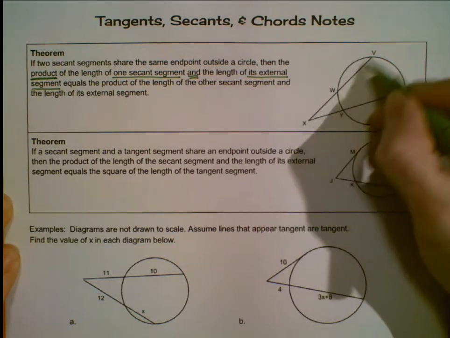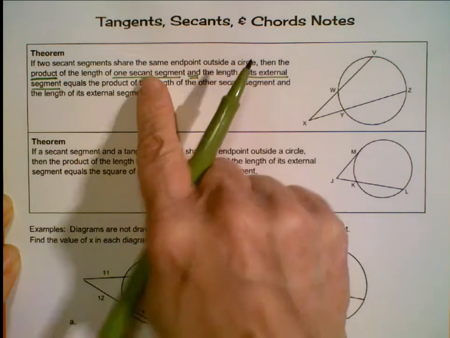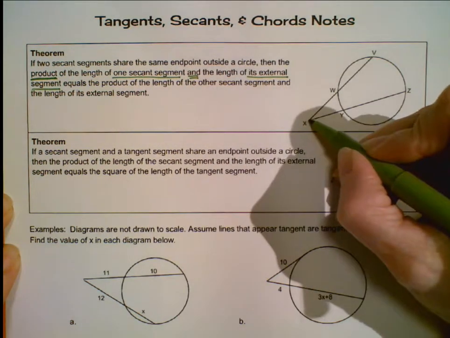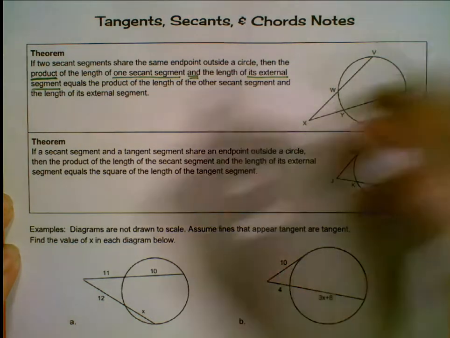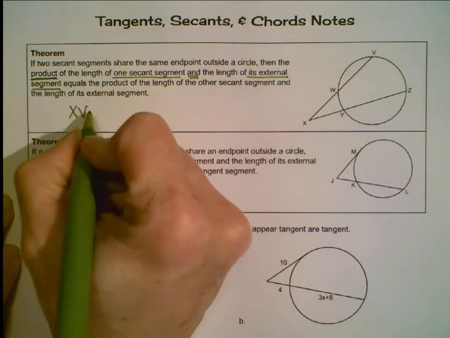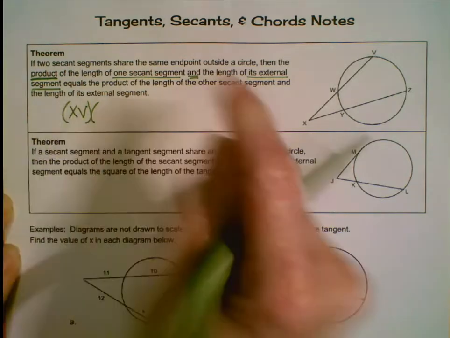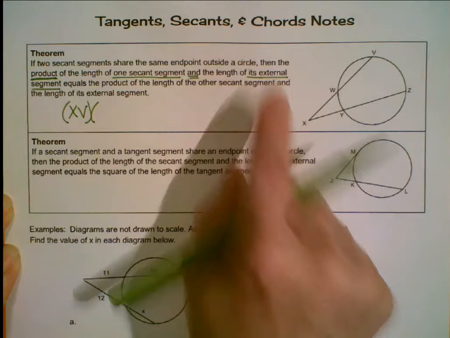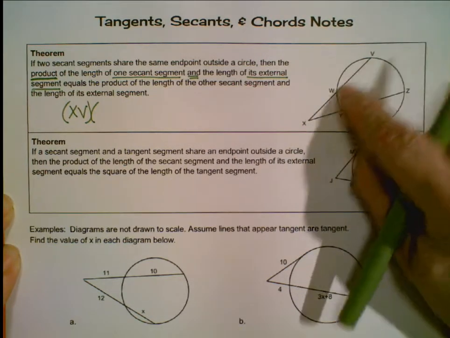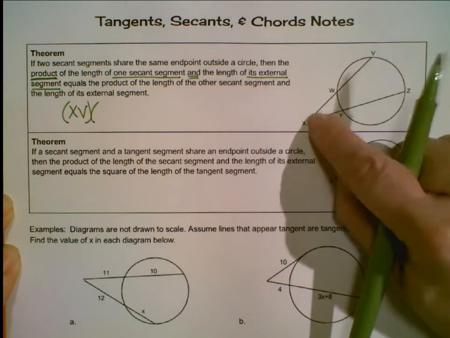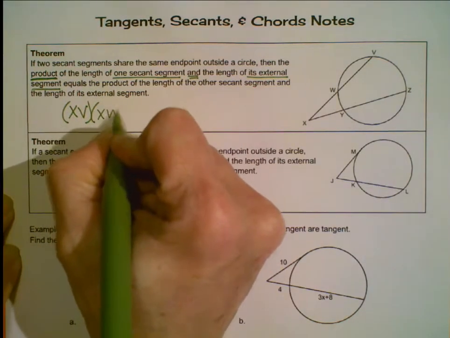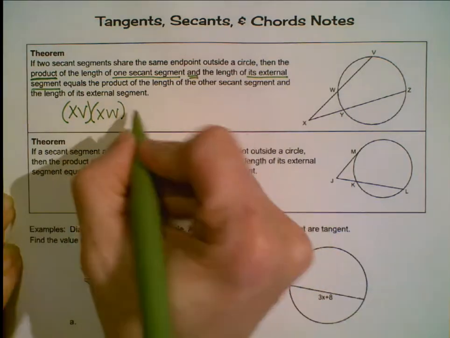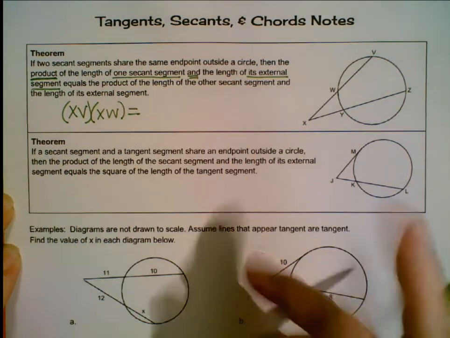I'm going to use this secant segment from X to V. So the secant segment times the external portion. So the secant segment is from X all the way to V. I need to multiply that by the length of its external segment. Now the external, if you think about what external means, that means outside. So the external part of that same segment would be XW.